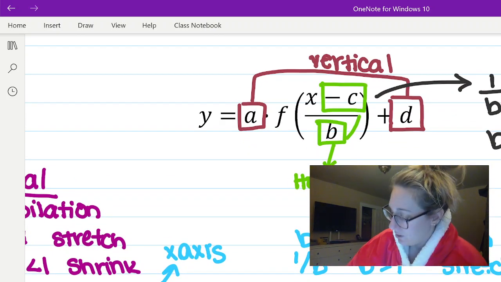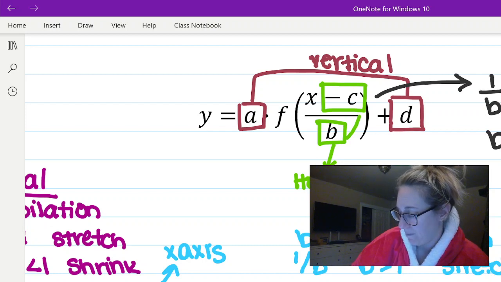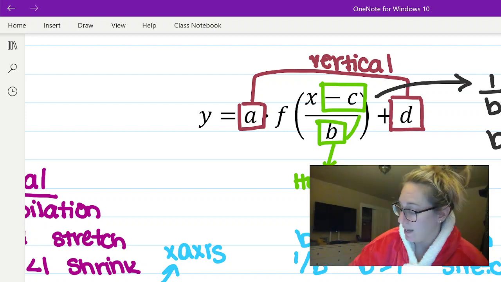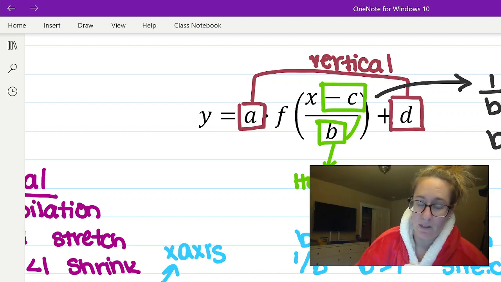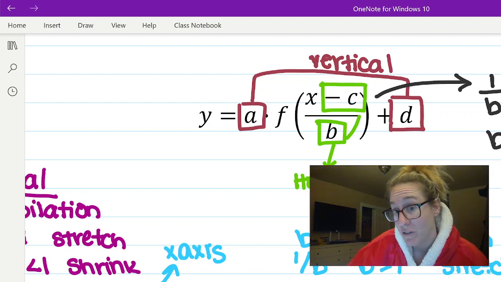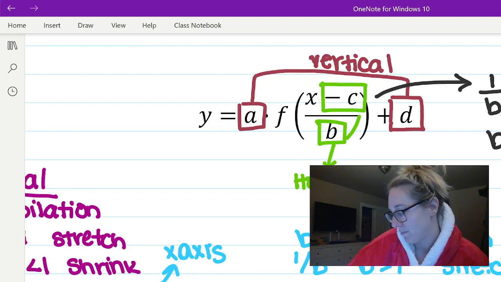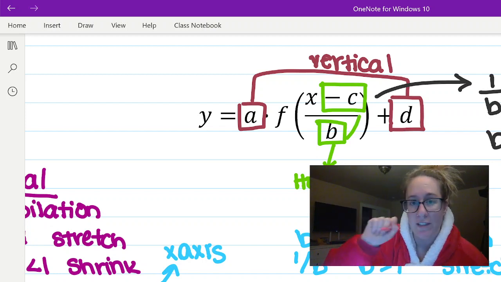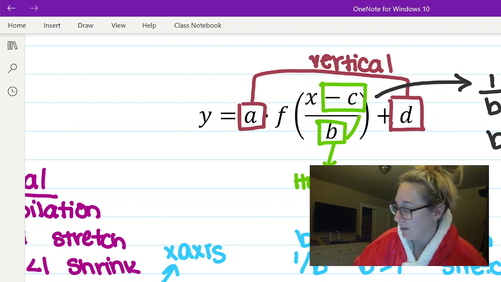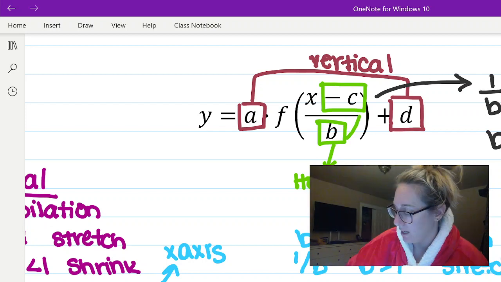All right, so c is your translation. If what you have in that green box is a plus c, so it's x plus c, you are actually moving left by c. And if what you have inside that green box is minus c, like we have right now, x minus c, you are actually moving to the right by c.